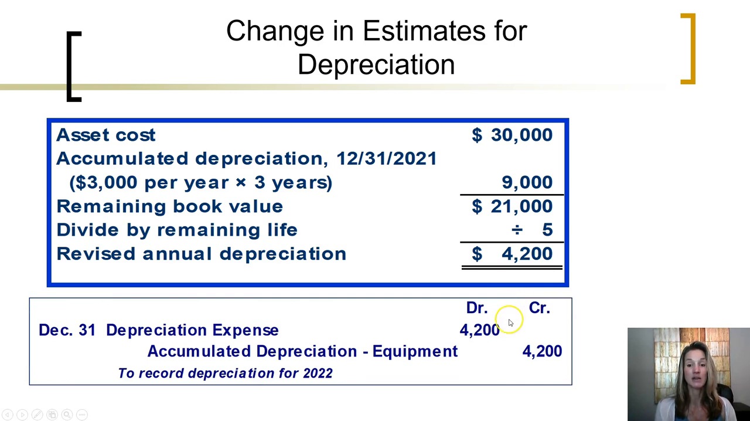The journal entry, debit to depreciation expense, credit to accumulated depreciation for $4,200.